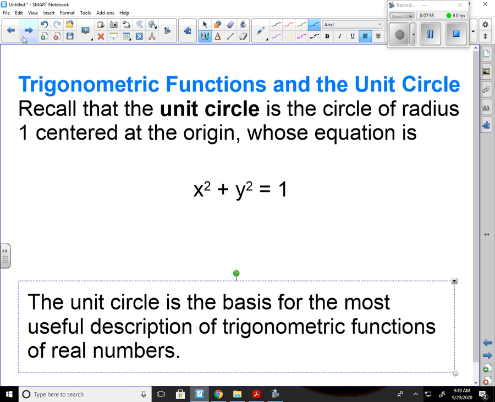Trigonometric functions in the unit circle. Recall that our unit circle is the circle of radius 1, which is centered at the origin, (0, 0), whose equation is x squared plus y squared equals 1. In other words, our radius is 1. The unit circle is the basis for the most useful description of trig functions of real numbers. I'm going to show you how that's true.